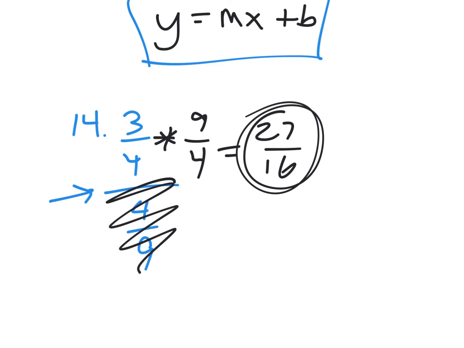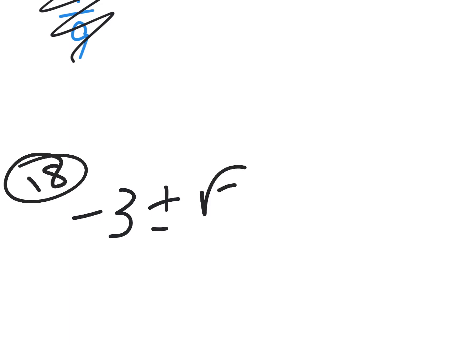Wait, though. I had a question first. Negative 3 plus and minus. Tell us which problem it is. Oh, number 18. Negative 3 plus and minus the square root of 27, all over 3.